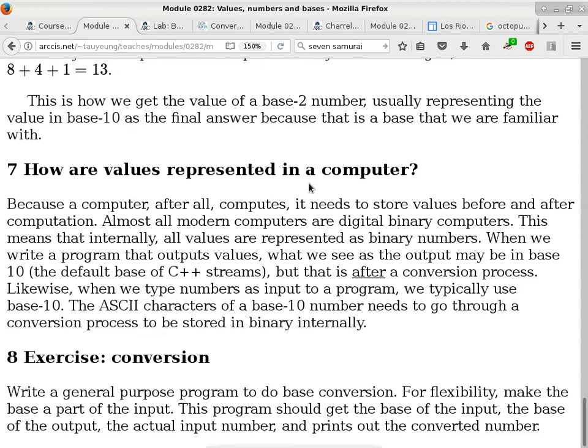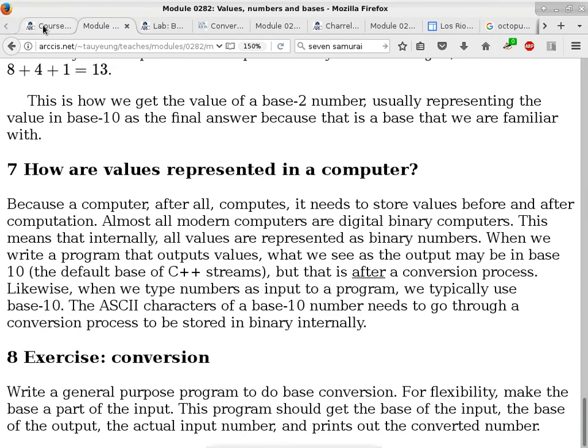Yep. What are the 3 inputs? The 3 inputs are the base of the input number, the base of the output number, and then the actual number as the input. So the output would be the number representing the same value as the input number, but in the output base. It can be something really oddball, like the input can be in base 7, and the output is in base 3. Any questions about this particular exercise? Okay, no questions? All right.